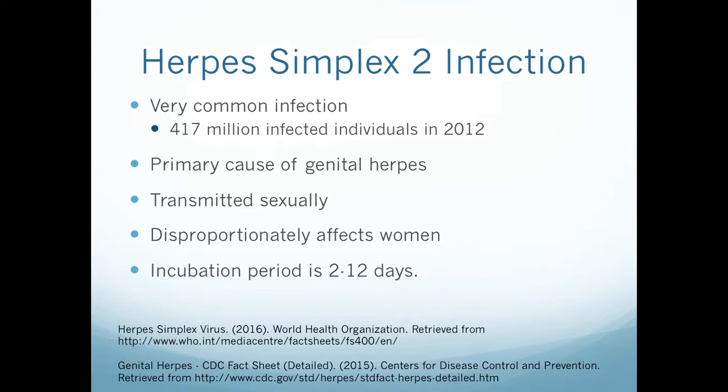Infection with herpes simplex 2 is less prevalent than HSV1 infection, but is still very common. It was estimated in 2012 that 417 million individuals were infected with HSV2. Incidence tends to increase with age, although adolescents are the group that actually have the highest number of new cases. The virus is the primary cause of genital herpes, and it is transmitted sexually through intercourse and intimate contact. Genital herpes disproportionately affects women because the virus is more effectively transferred from men to women than vice versa. And the incubation period for HSV2 is generally 2 to 12 days.